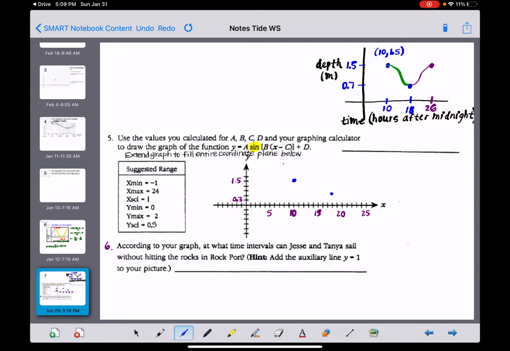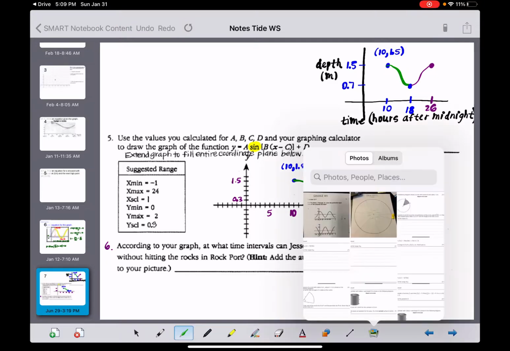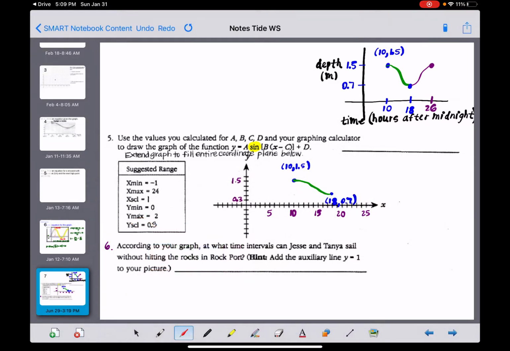So again, we're going to mark those. 10 is at 1.5. Then at 18, we're at 0.7. So we can draw that in. So there's part of our cosine graph. So we can come back the other way. Since that was 8 units, if we come back 8 units from 10, we'd be at 2. So at 2, we're going to be at 0.7 as well. It's hard for me to write that small here. So 2 is 0.7.